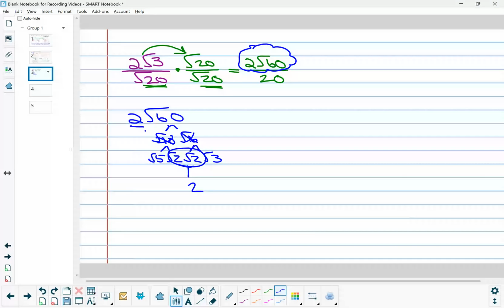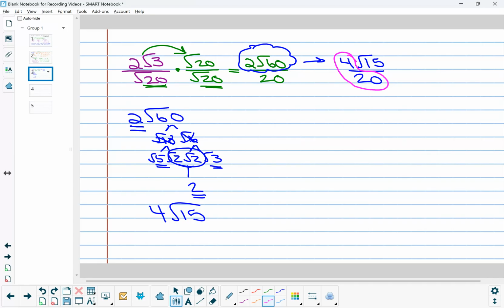And these two 2's will get multiplied to be a 4. And then these guys will get multiplied and put under here. So that's going to be a 15. So 4 radical 15. So this turns into 4 rad 15 over 20. And now here is an example of where I can reduce a number here. So 4 over 20, 4 goes into 20 5 times. So this will be 1 rad 15 over 5.